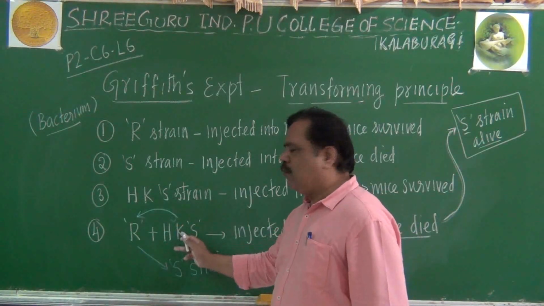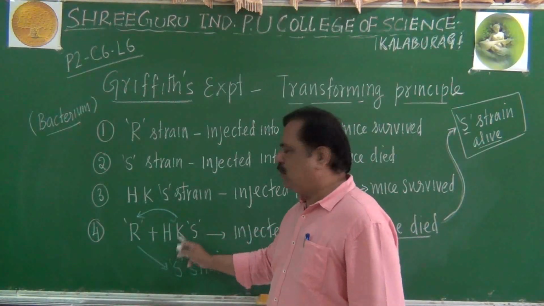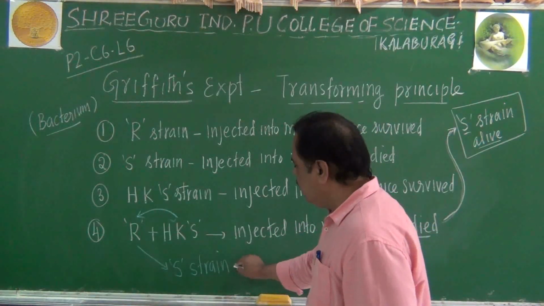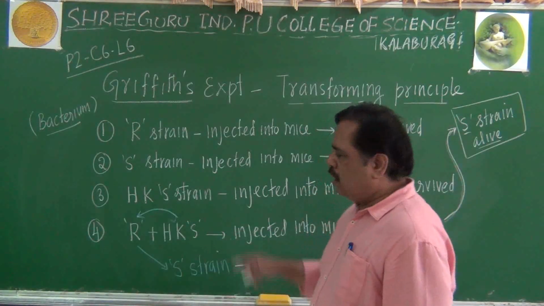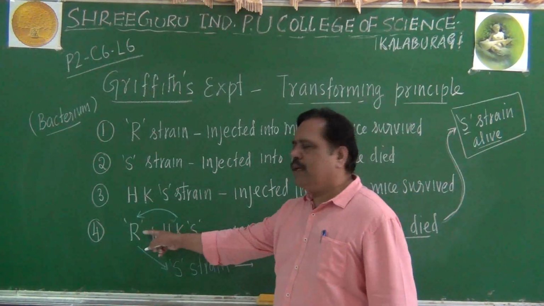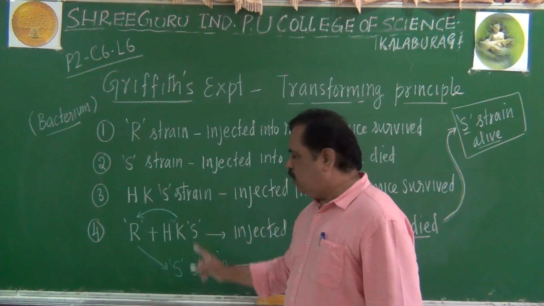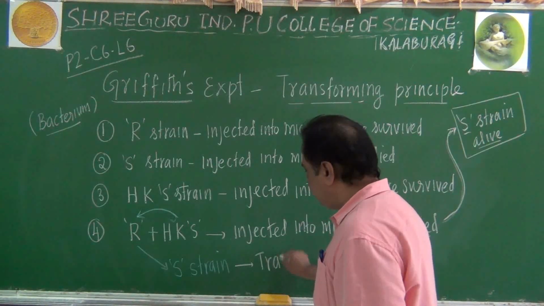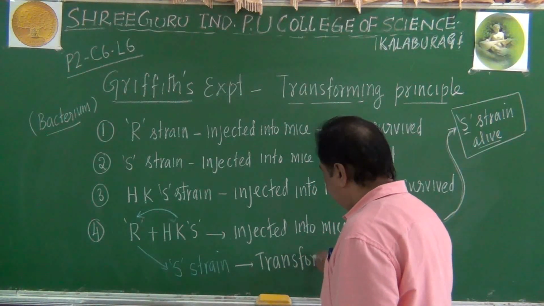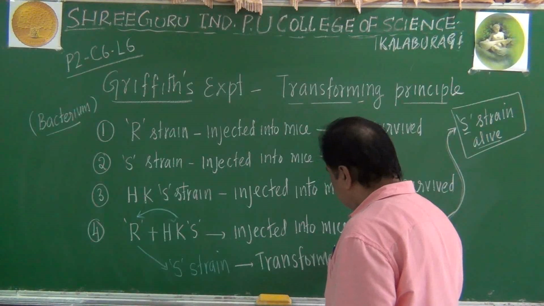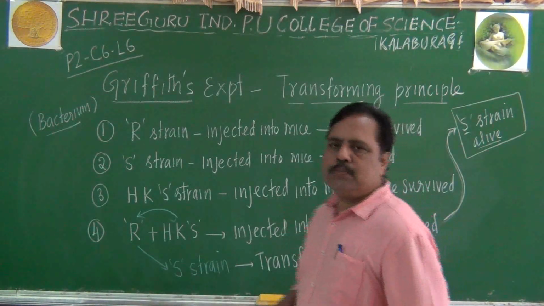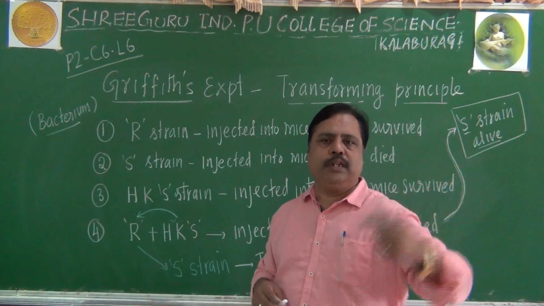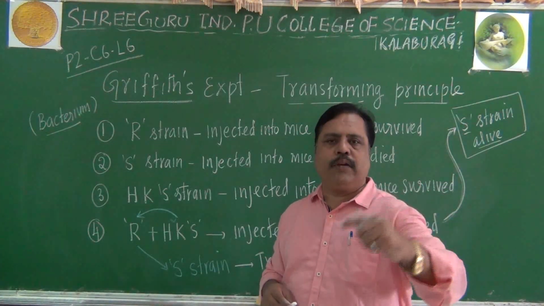What went or what entered into R strain from HKS, he could not tell. So what he did means, he named this process of conversion of a non-virulent R strain into virulent S strain as transformation. Try to get this point. What is transformation? It is changing. Transformation means changing, modifying. We transformed into something means it has been modified, changed.